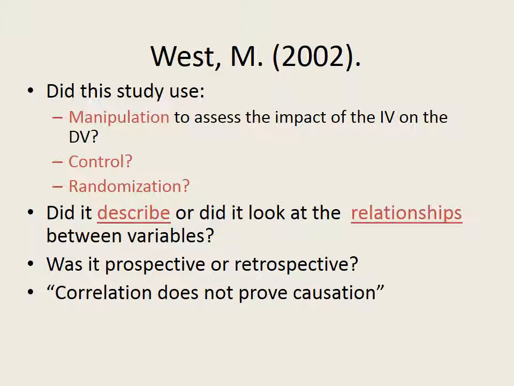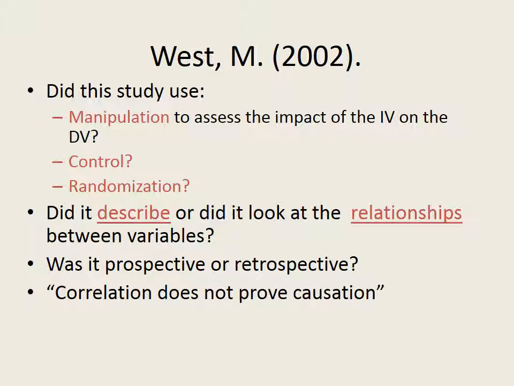So they're correlating. Did it manipulate? No. Did it control? They did have 2 groups, but they weren't controlling the groups. They're just trying to compare them, and it's retrospective. Randomization? Nope. Did it describe or look at the relationships between the variables? We're just trying to look at the information retrospectively. Was it prospective or retrospective? It's retrospective. We're actually looking at the relationships between impaired and non-impaired RNs.